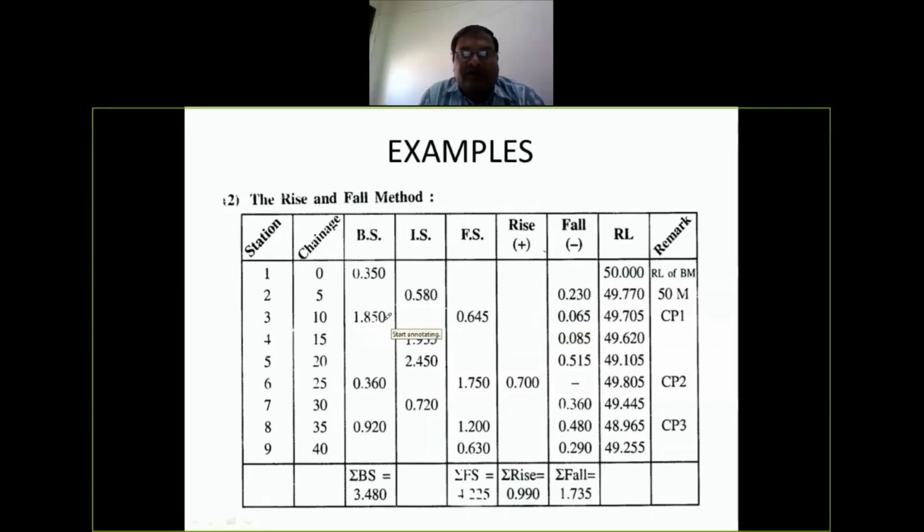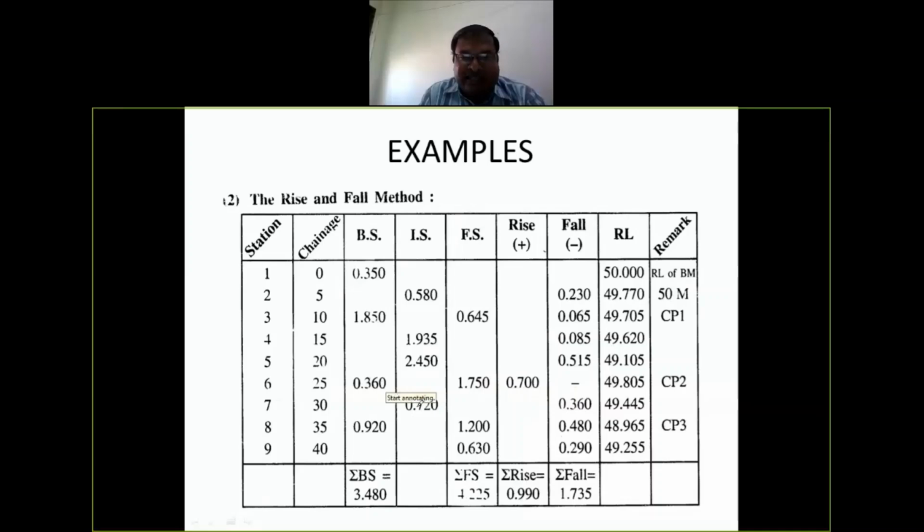Then again you have to start from here, because you have taken the change point. So now you have to take the difference of station 3 and station 4, staff reading difference, जो भी आपका एलिवेशन है. So 1.850, 1.935. Again you are getting the negative value, means that indicates that there is a fall, means there is a valley, so 0.085. Then you have to take 4 and 5 station difference, that will again come negative, so you have to enter in fall column. Then you have to take station 5 and 6 difference, but here you are getting the positive, so you have to enter in the positive column, means in rise column, and it indicates that there is a hill portion.